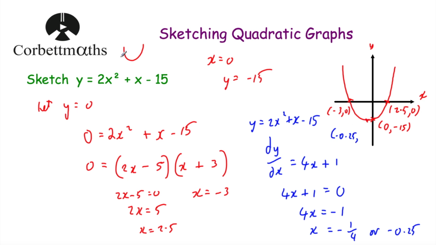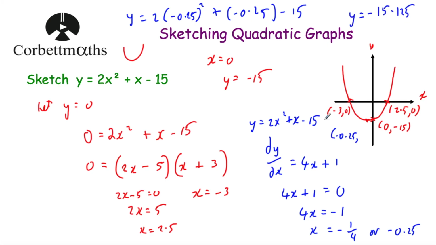Now let's substitute that back in to find the y coordinate. So we're going to do y equals 2 times negative 0.25 squared plus negative 0.25 subtract 15. And when we type that into our calculator, let's see what we get. Negative 15.125. So that means that this point here will be the point negative 0.25, negative 15.125. And that's it. So we've sketched that quadratic, and we found where it crossed the x-axis, where it crossed the y-axis. We had its shape, and we also labelled on the coordinates of that turning point.